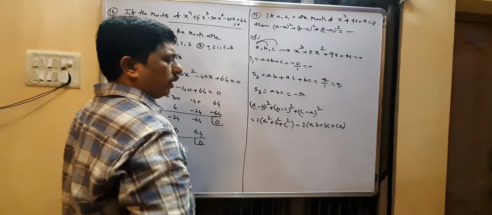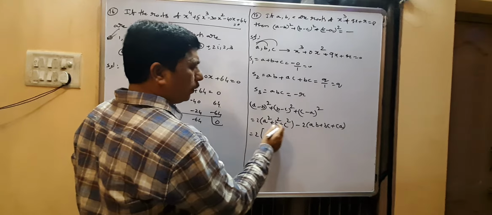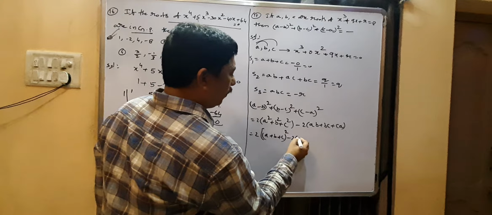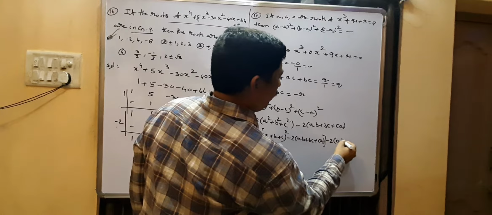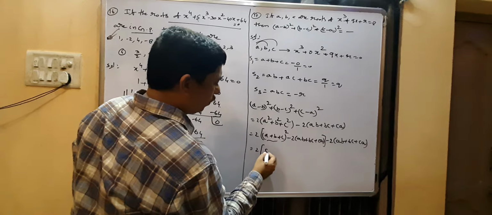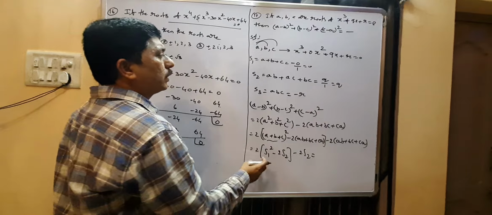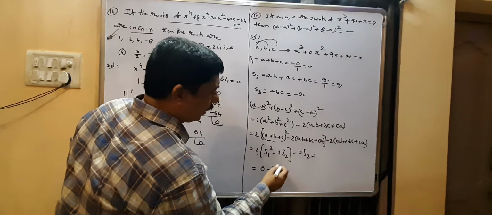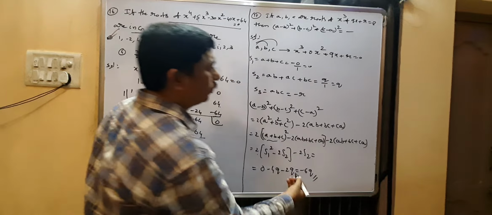A square plus b square plus c square can be written as, otherwise directly also you can write, but that is very lengthy. 2 times of a square plus b square plus c square can be written as a plus b plus c whole square minus 2 times of ab plus bc plus ca, minus 2 times of ab plus bc plus ca. This is S1 square minus 2S2 minus 2S2. S1 value is 0, S2 value is q, that is 0 minus 4q minus 2q, that is minus 6q is the answer. Copy that problem.